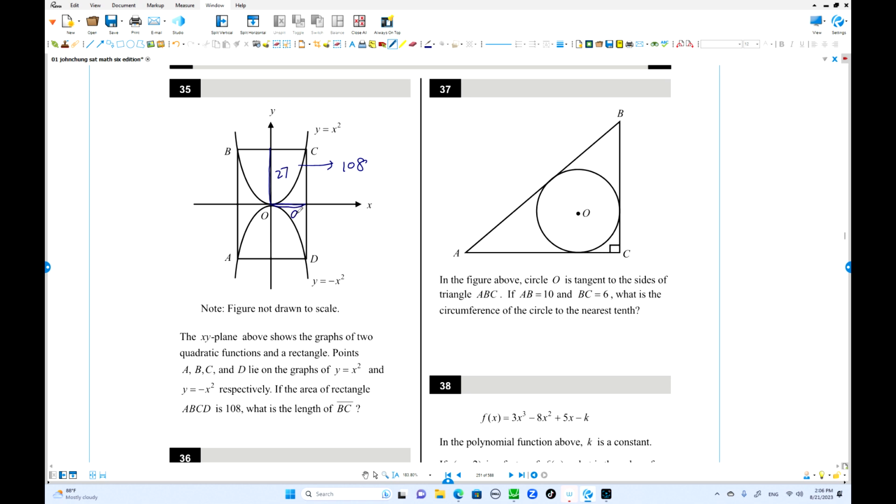If this is a, this one is how much? A squared, right? Y equals a squared. What is the area of this one? 8 times a squared times a, a cubed, that equals 27. So a equals 3, okay? So we're going to find the length of BC. From here to 3, the other one is 3. Total is 6 is the answer, okay?